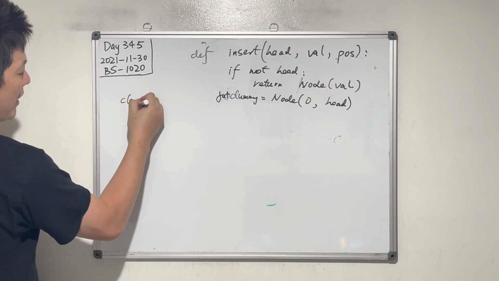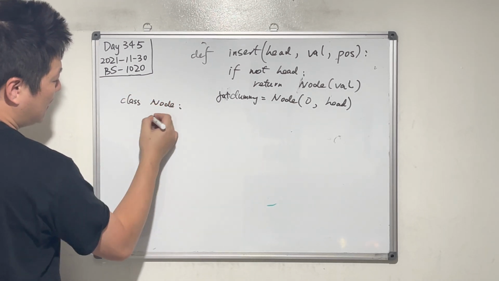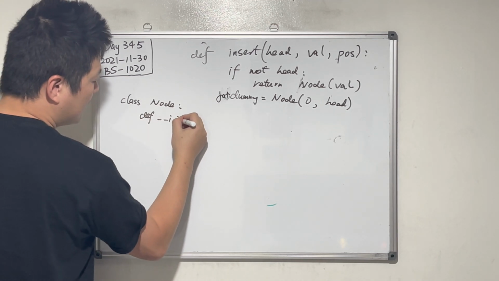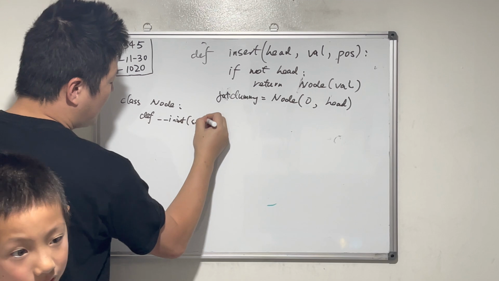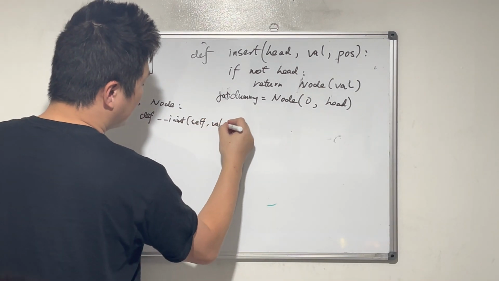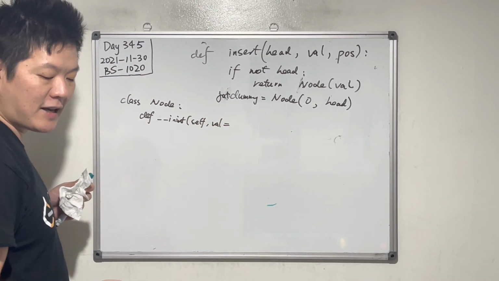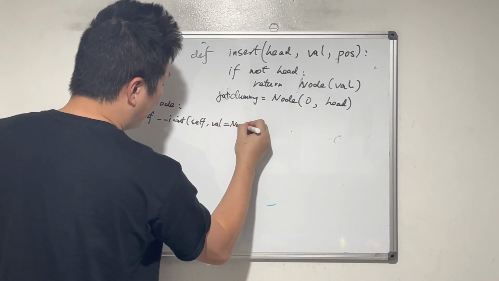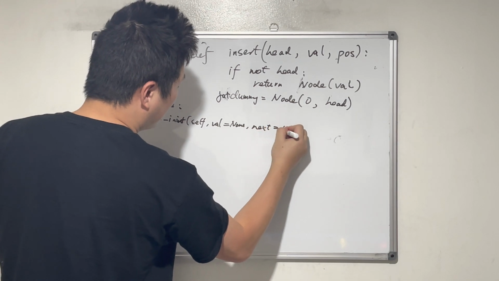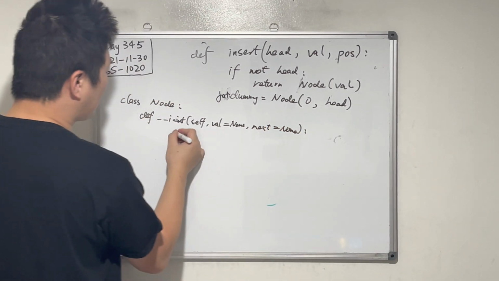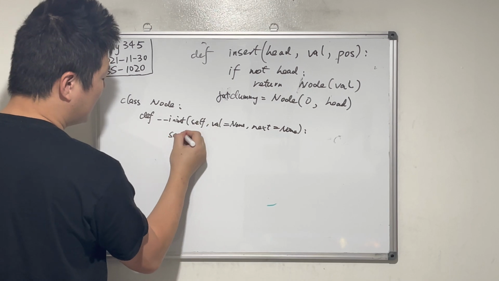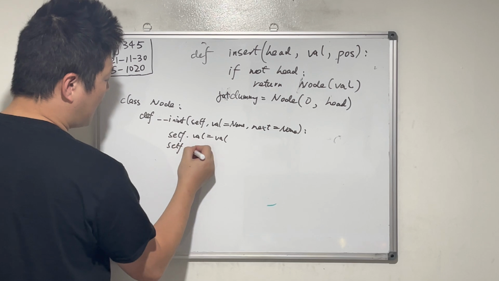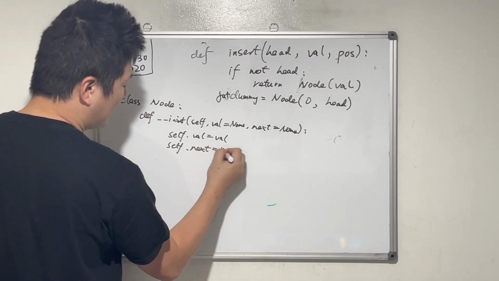So let's say we have this linked list node, and then define init, self, value, next equals none. Self dot value equals value, self dot next equals next. So now this is the constructor. Self dot value equals value, self dot next equals next.